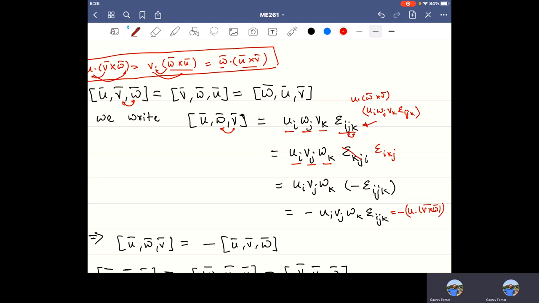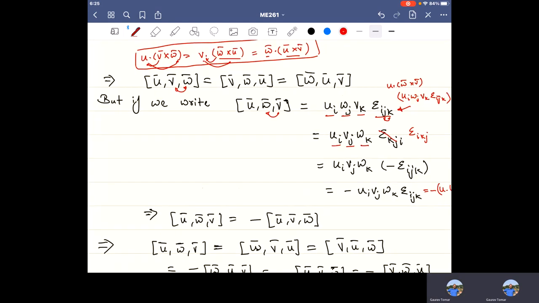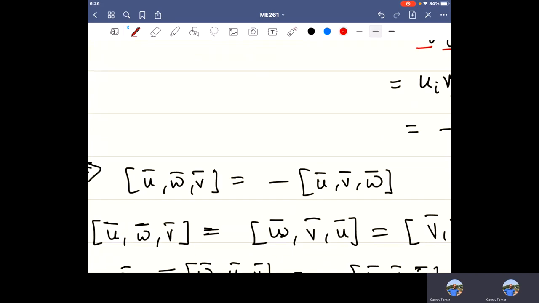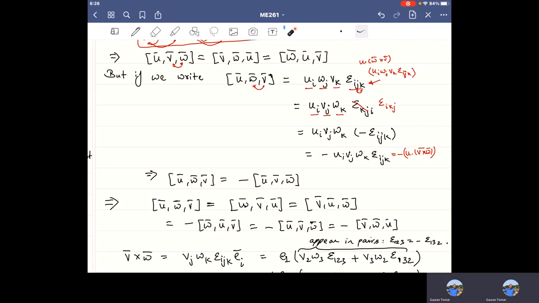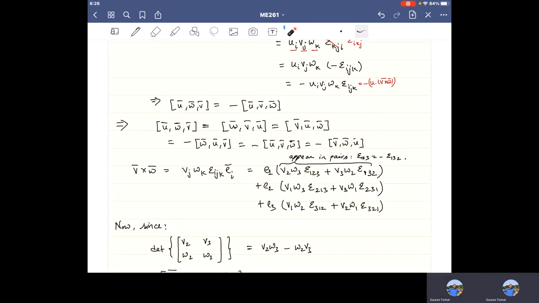So now we can deduce that if you make this kind of a swap, a non-cyclic change, then you get a negative value of what you were getting earlier for the cyclic changes. Correct. So now let's look in a more simple fashion at what v cross w does. Let's write it as v cross w as v_j w_k e_i epsilon_ijk.